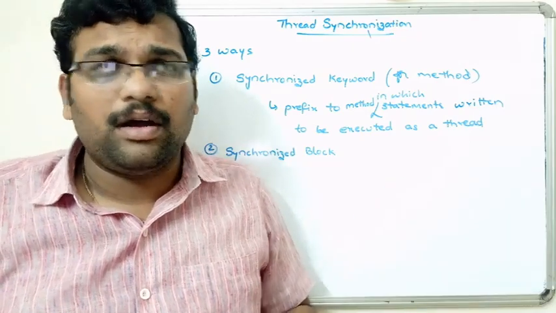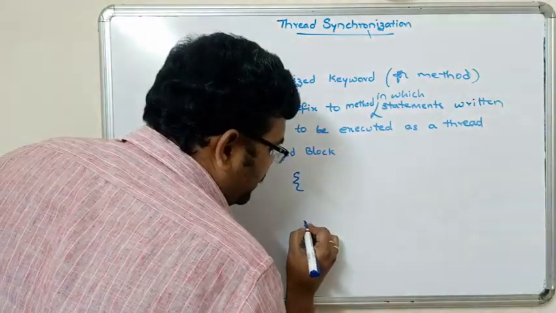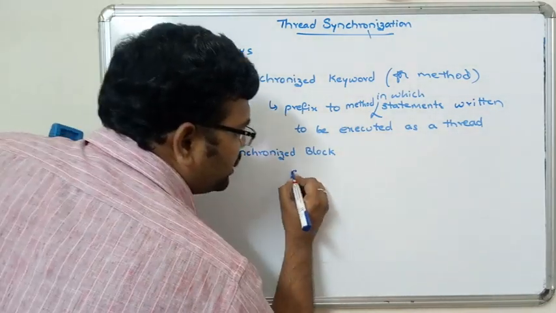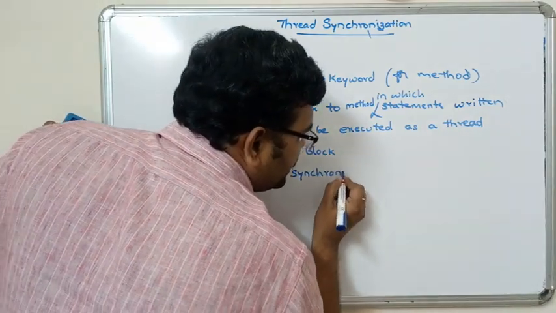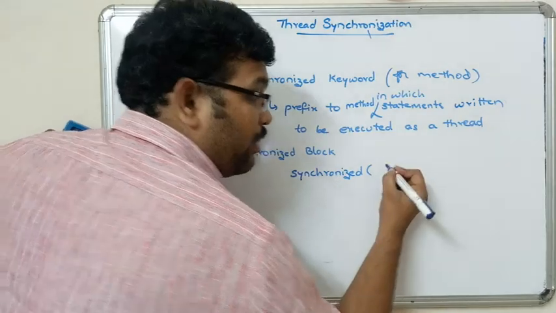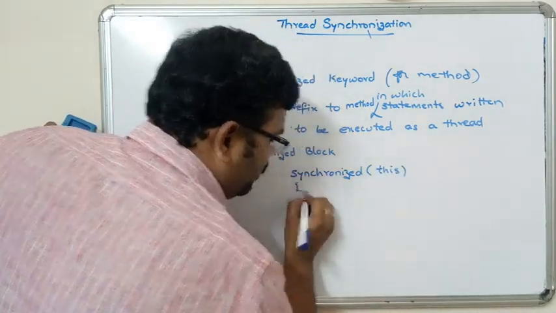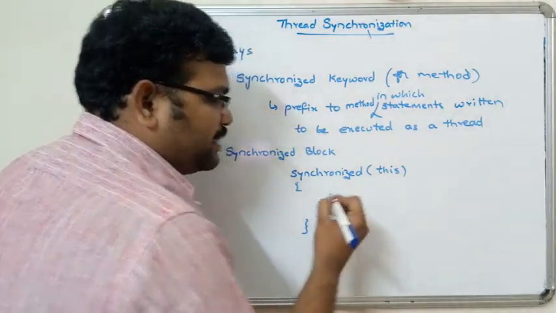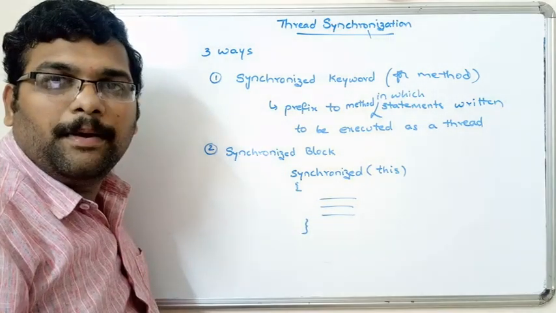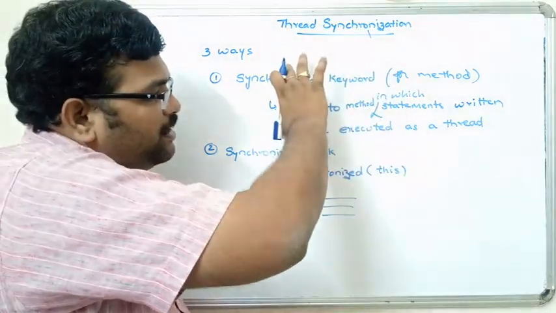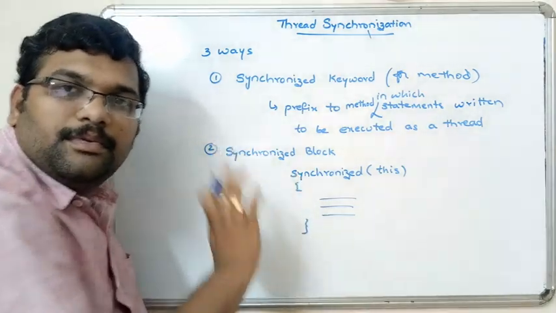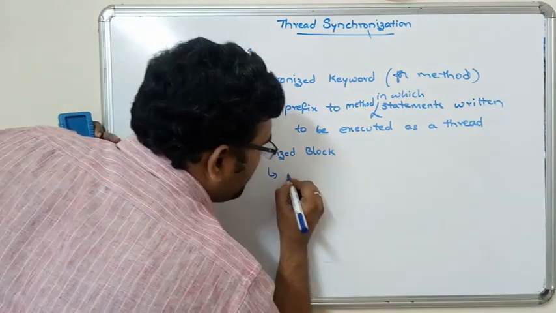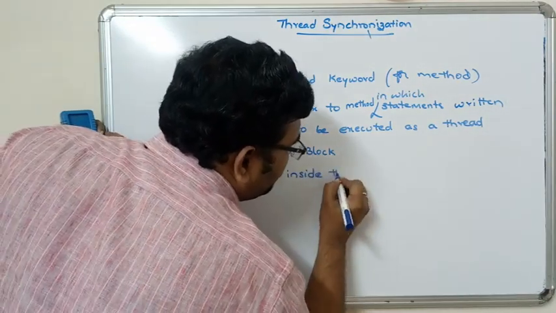So how do we represent a block? A block can be represented by using curly braces. Here the synchronized block is represented by using the synchronized keyword. We have to pass this as an argument, that means the current running thread. Here we can write the statements which we want to execute in a synchronized mode. So inside the method we can apply the synchronized block.